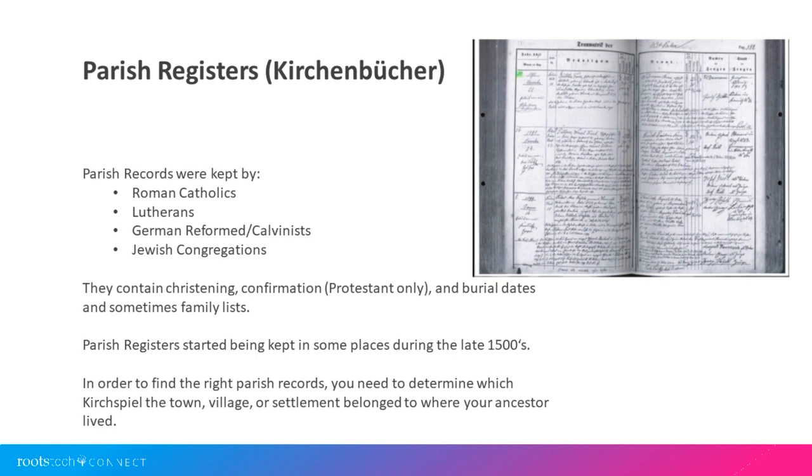In order to find the right parish records, you need to determine which Kirchspiel the town, village, or settlement belonged to where your ancestor lived. A Kirchspiel was simply the jurisdiction that church congregation took in. Very often, a group or a cluster of villages or towns were all covered by one particular Kirchspiel. And so finding out which is the correct one from where your ancestors lived will get you to the books you need to be looking at.